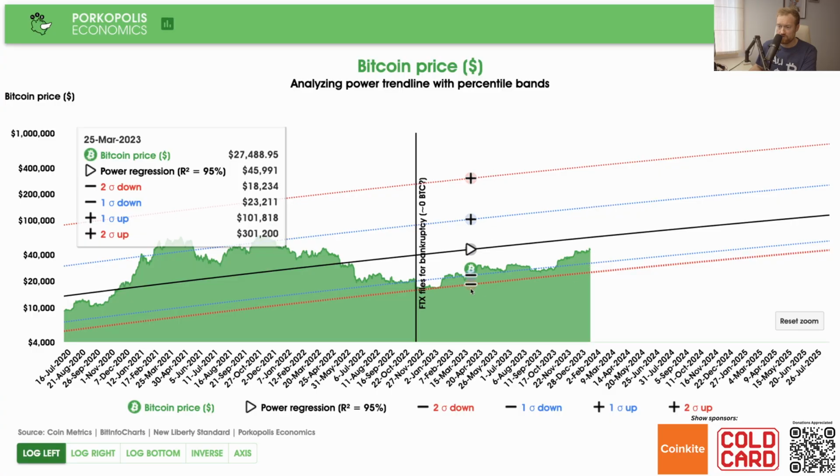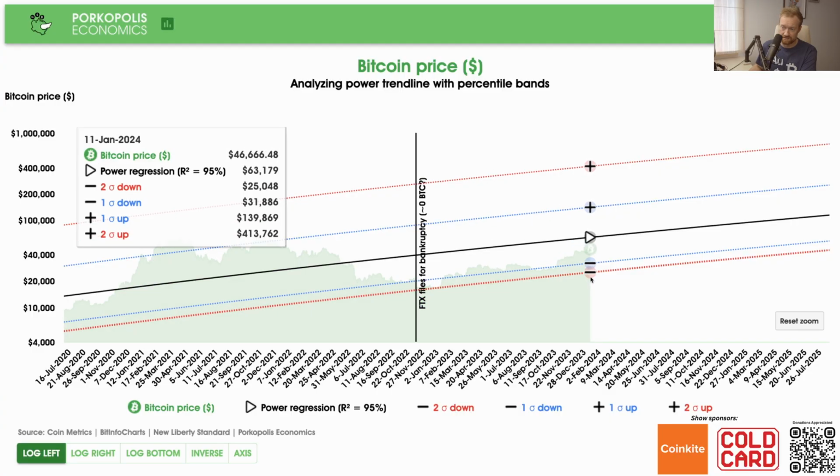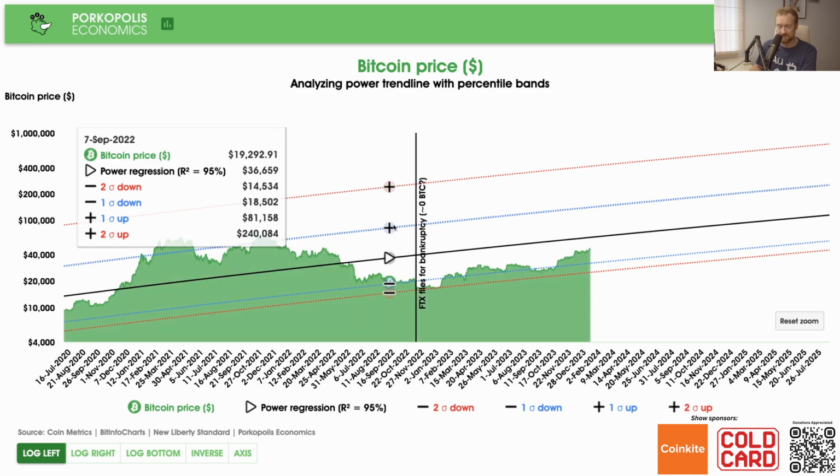$63,000 per Bitcoin. All right. So as of right now, January 11th, 2024, prices around $46,000, $46,500 per Bitcoin. That is still below the all-time trend of 63,000. Okay. We are above the 1 sigma and of course the 2 sigma, but the 1 sigma down is 31,000. So we're comfortably, $15,000 or so with a buffer inside of a very normal range for Bitcoin.